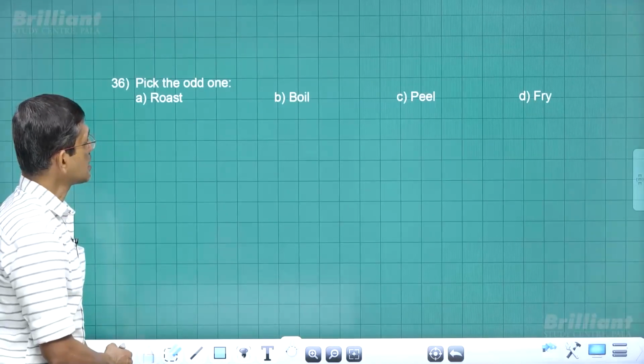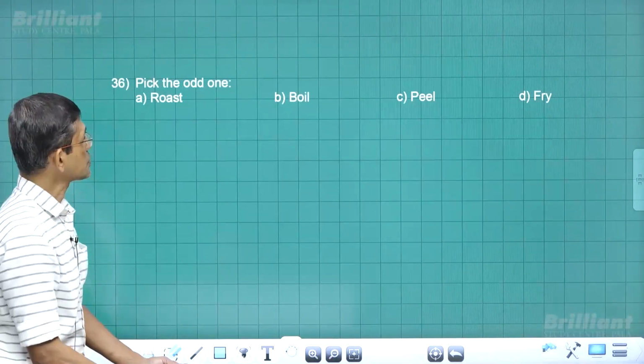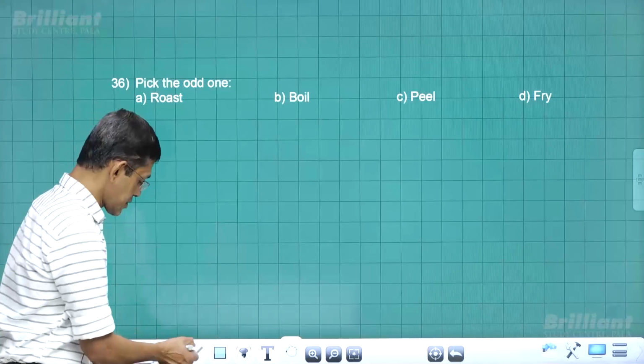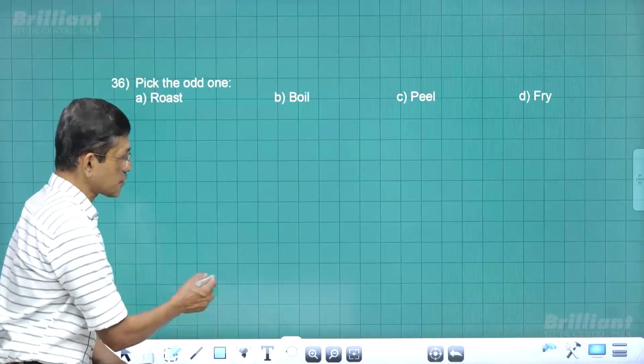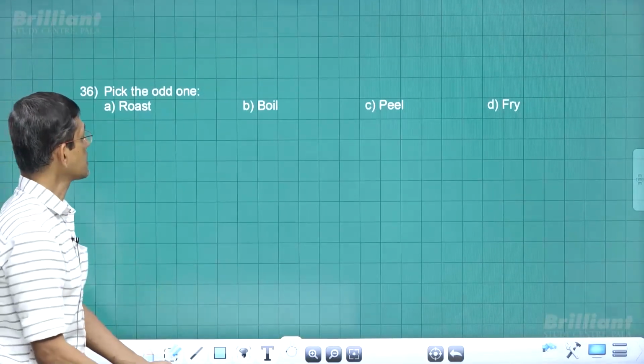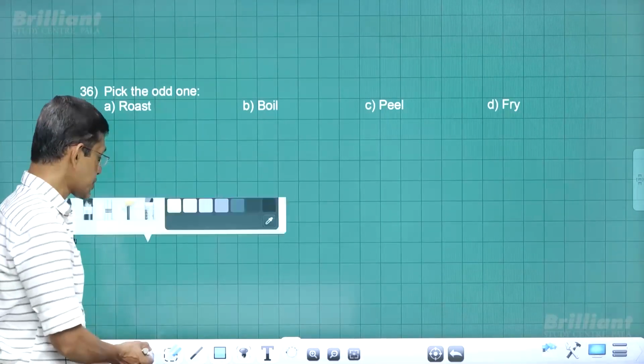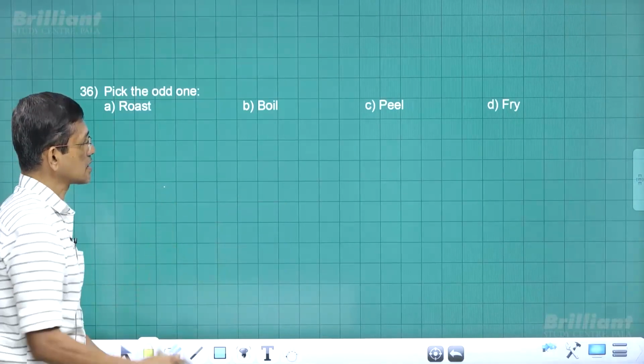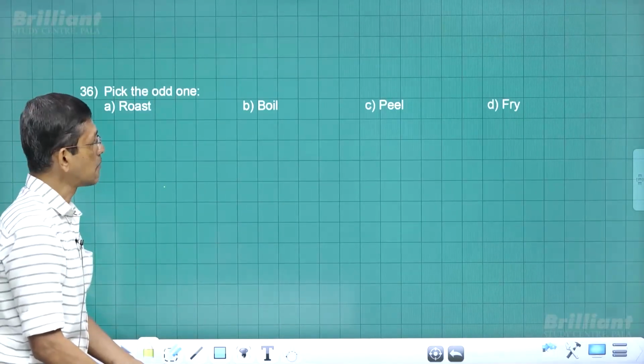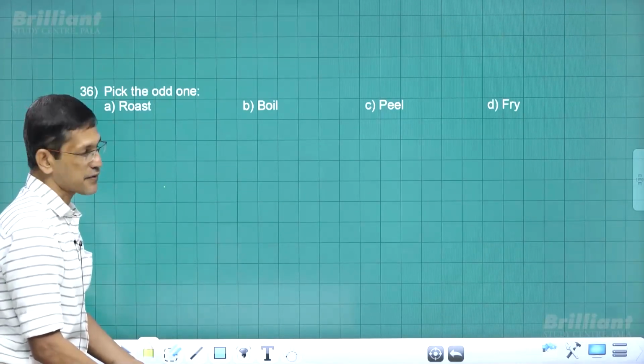Now pick the odd one. Which is the one different from the group? We need to pick the odd one. So here we have roast, boil, peel, and fry.